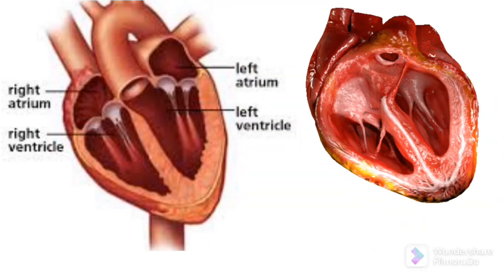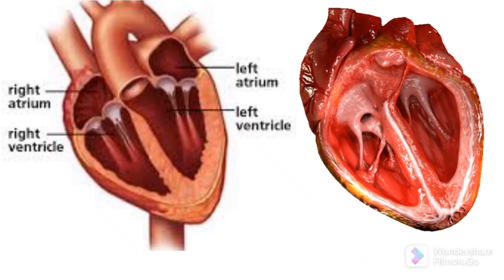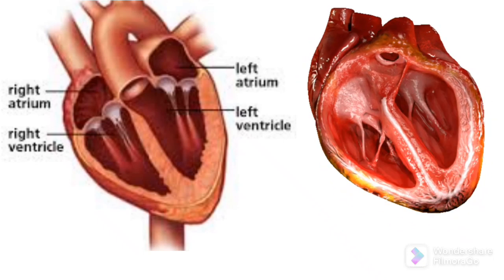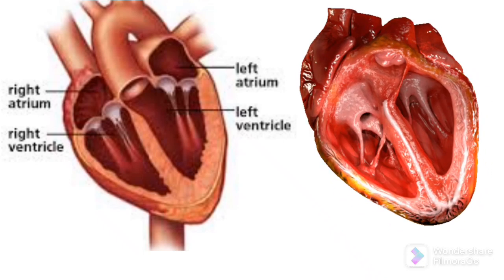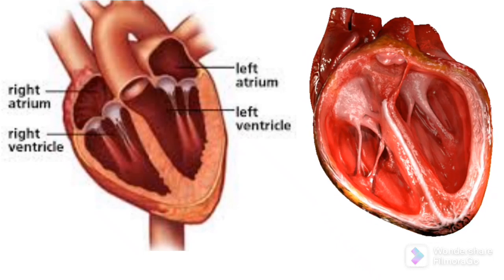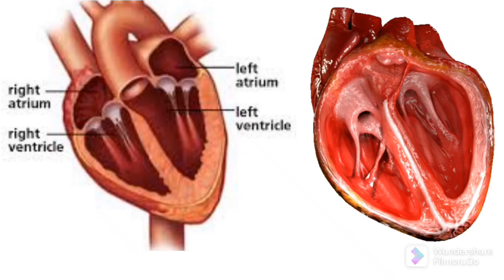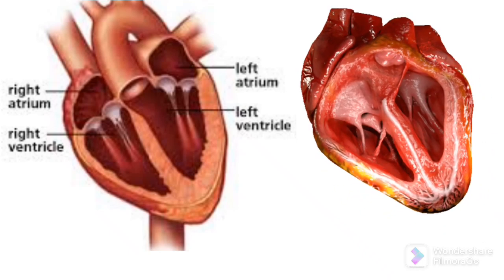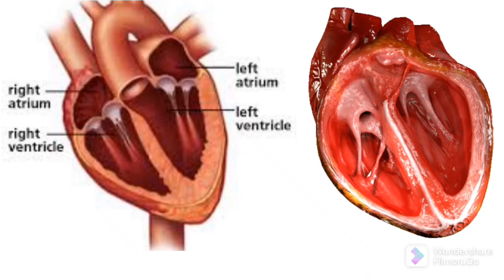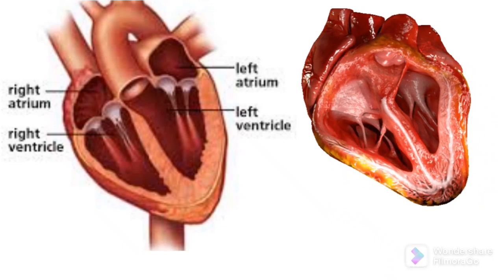The right atrium receives blood low in oxygen from the body and then empties the blood into the right ventricle. The right ventricle receives deoxygenated blood from the right atrium and pumps it into the pulmonary circulation. Blood enters the right ventricle through the atrioventricular orifice through an open tricuspid valve.